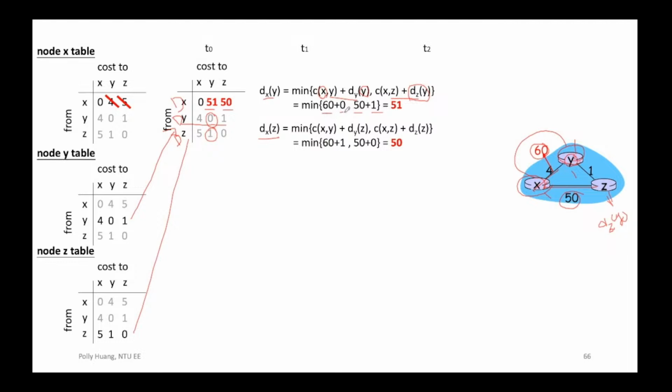So the sum of trying through neighbor y is 60. The sum of trying through neighbor z is 51. Therefore, node z wins, and the shortest distance is 51.